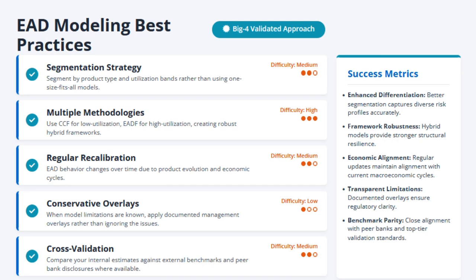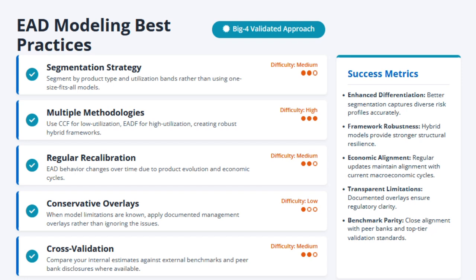From the documentation standards and best practices, regulators expect comprehensive documentation of model development, validation results, and ongoing performance monitoring. So the key is demonstrating that your EAD estimates are reasonable, conservative where appropriate, and based on robust empirical analysis. And based on my experience in Big Four model validation and model development for banks, here are the industry best practices. The segmentation strategy. Segment by product type and utilization bands rather than using one-size-fits-all models.